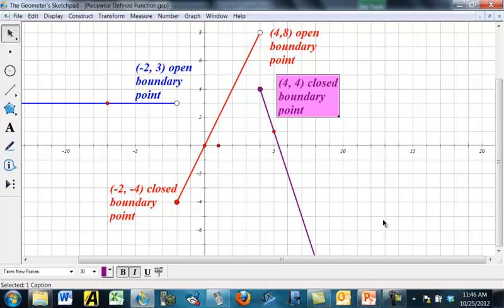Okay, now we got the graph right. Take a look at that. It's 3 all the way up to, but not including this point at negative 2, 3. At negative 2, it actually jumps down here to negative 2, negative 4. Then this has a slope of 2, so right one and up 2. And it goes up to, but not including the boundary point at 4, 8. When it actually gets to 4, it jumps down here to 4, 4. And then it goes right one down 3 with the slope there, with a line that way.